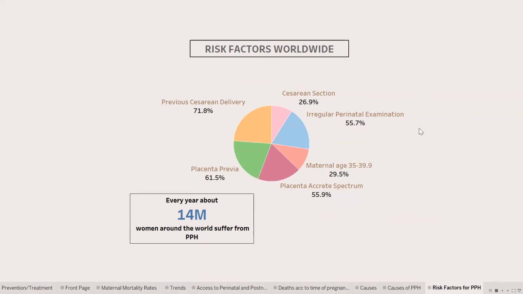It is important to identify the risk factors for early treatment and prevention of maternal mortality. The potential contributing factors of postpartum hemorrhage include previous cesarean deliveries, higher rates of C-section, irregular perinatal examination, placenta previa, and so on. Patients who experience postpartum hemorrhage can have increased morbidity and mortality, which can be attenuated by identifying patients at risk, early preparation, and increased vigilance.